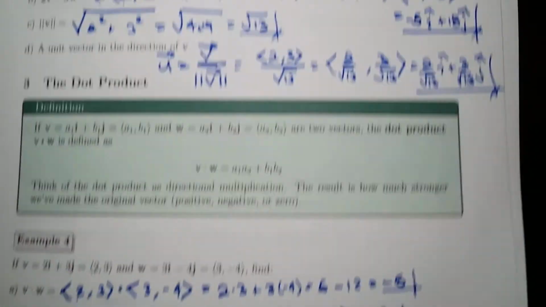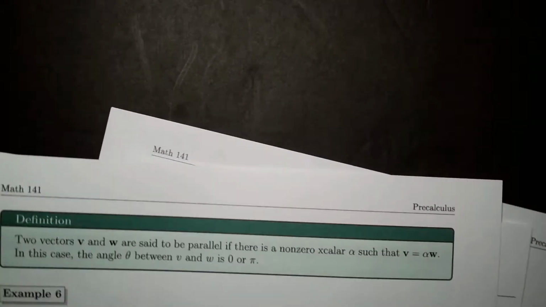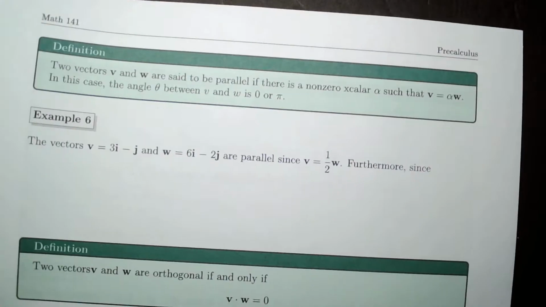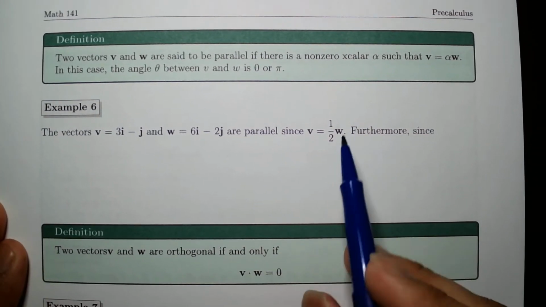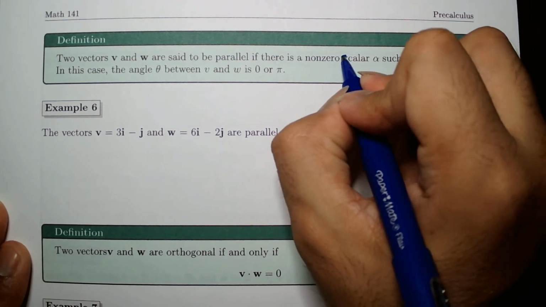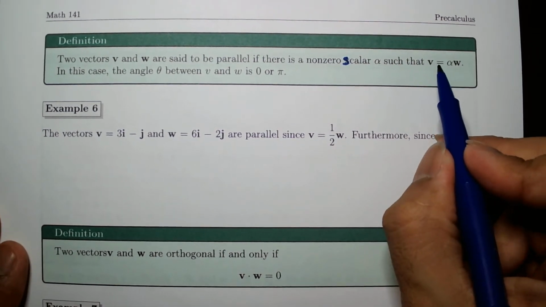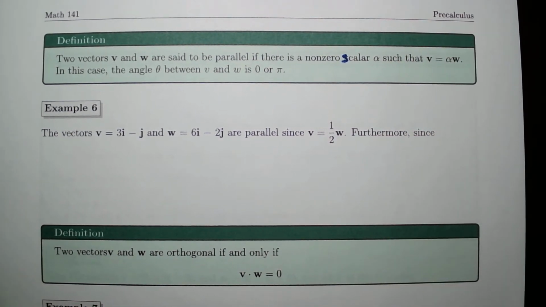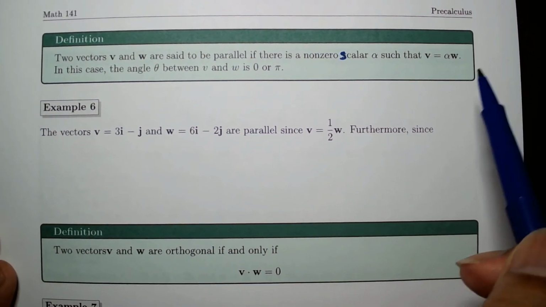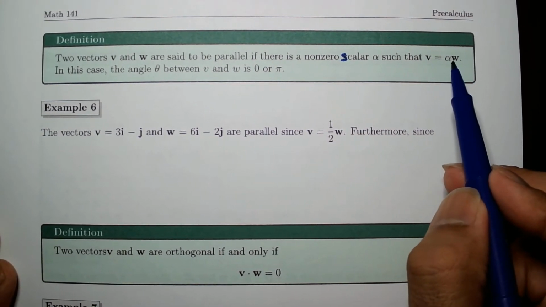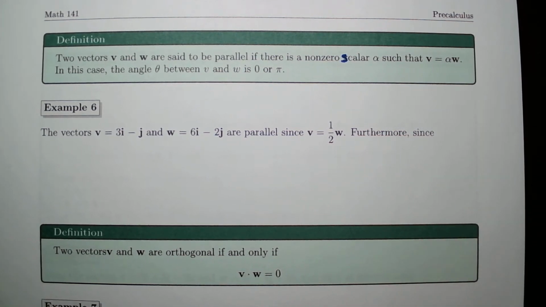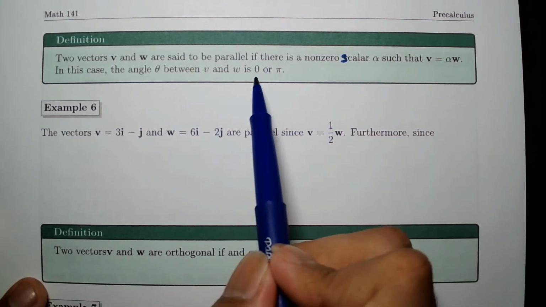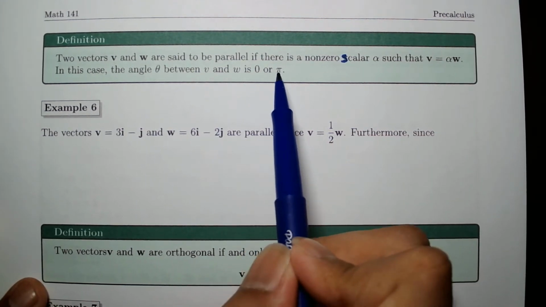Now let's look at another very important result when it comes to vectors. Two vectors are said to be parallel if there is a non-zero scalar alpha such that v equals alpha w. In other words, if a vector is a multiple of another vector, then both vectors are parallel. Another way to say this is if the angle between the vectors is 0 or pi.